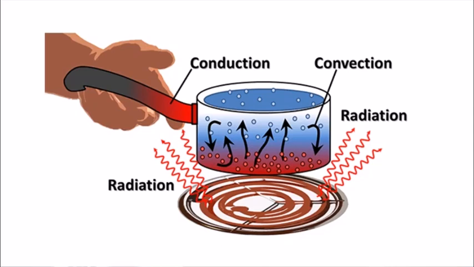Then next is radiation. Radiation is the direct transmission of heat, or you can say the electromagnetic energy, through space or any other medium. Now here the radiation is through this coil which is there in the gas, and because of that radiation, conduction and convection occur. So these are the different ways in which heat transfer takes place.